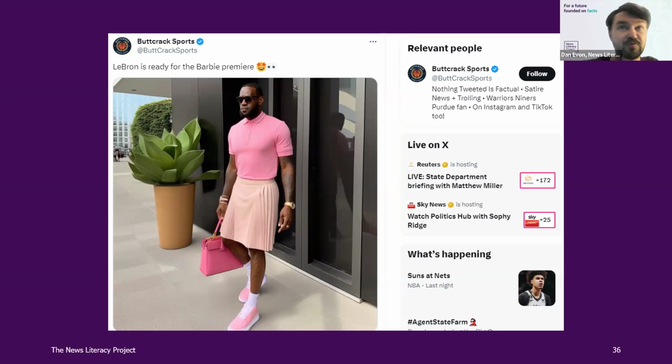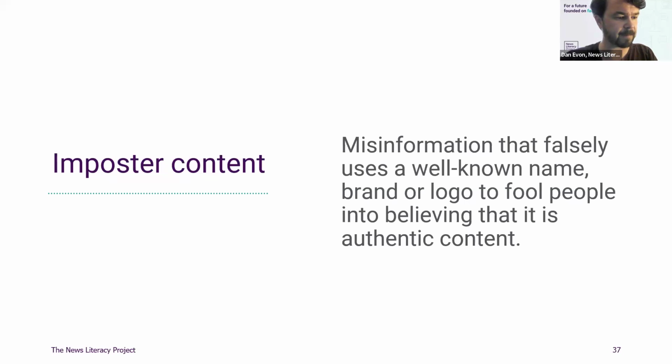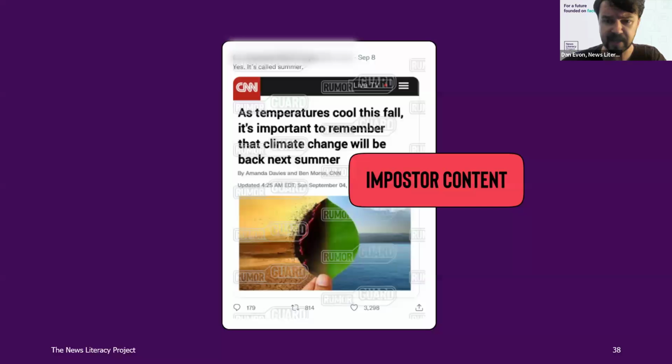So we don't want to rely on our naked eye to make these determinations. But sometimes when we just check the source, just a quick click on the account, we can determine whether something is real or fake. So another aspect of source deals with imposter content. Imposter content is misinformation that falsely uses a well-known name, brand, or logo to fool people into believing that it is authentic content. So one of the common forms of this is fake news headlines.